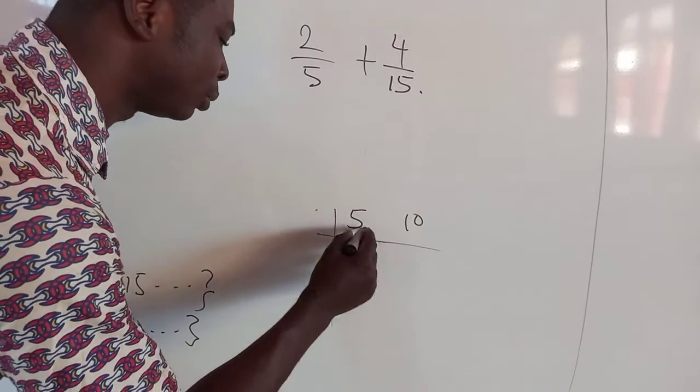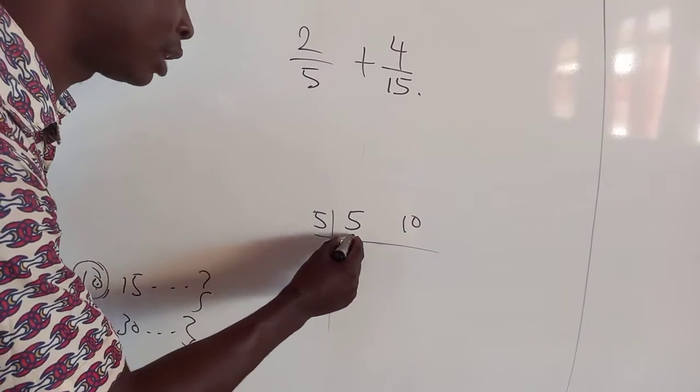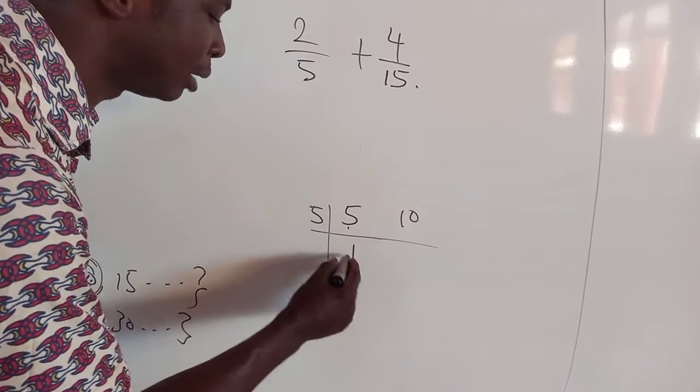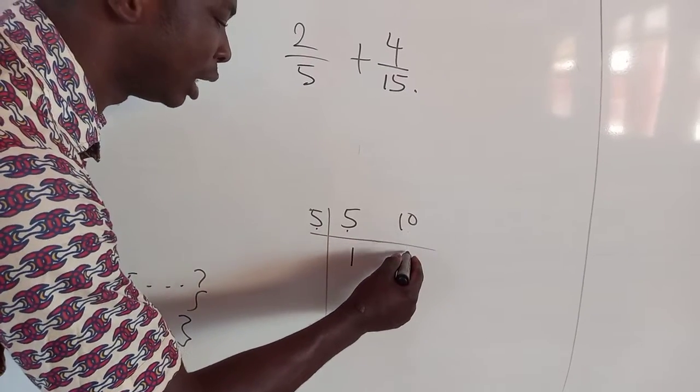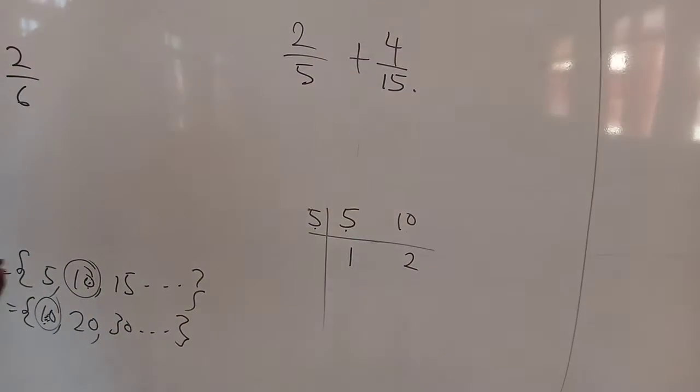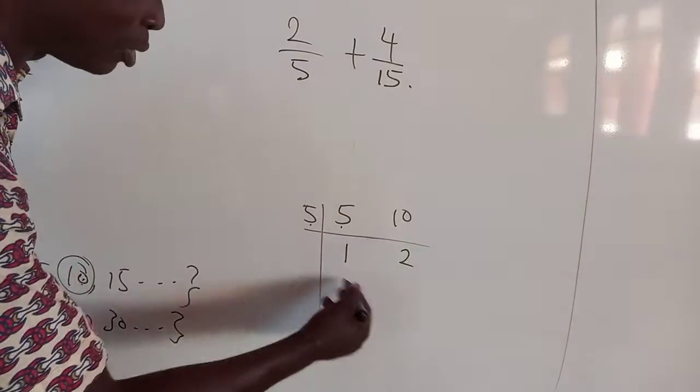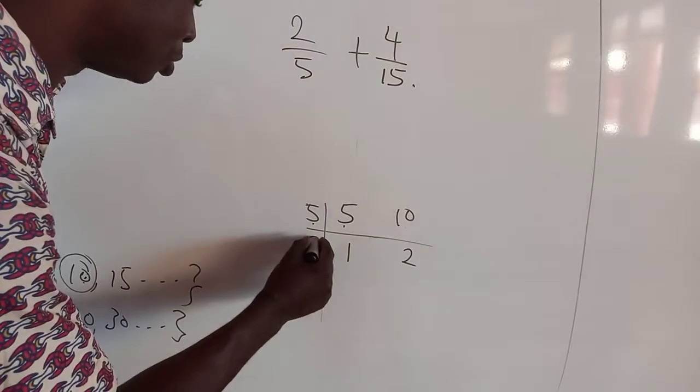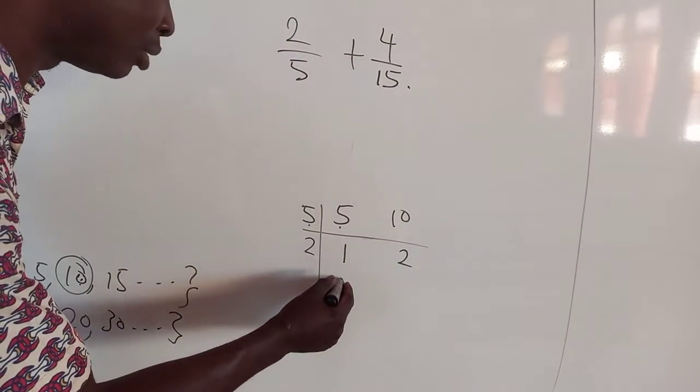So 5 is a prime number, right? 5 can divide this how many times? 1 time. Can divide this one how many times? 2 times. Now, which prime number can divide this? Then 2. 2 is a prime number. 2 cannot divide this, so let me remain that.